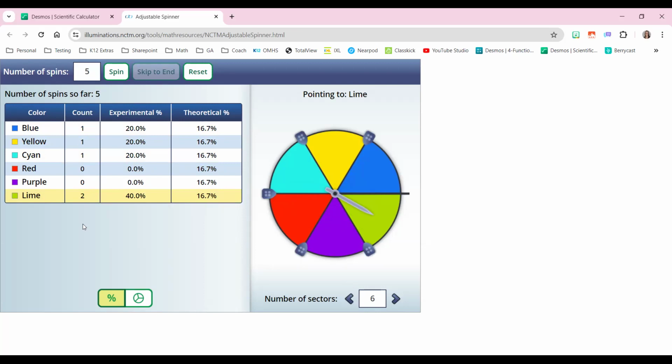So that one was really close to the experiment matching the theoretical, because it started off by just landing on a different color each time, but then at the end, it landed on green twice. So we can see here that our percentages are different. That's what happens with the experiment: it may not be what you predicted, but it often is pretty close. There's a reason that those predictions exist.